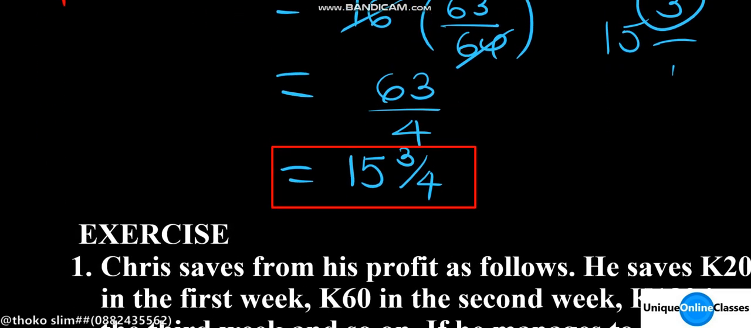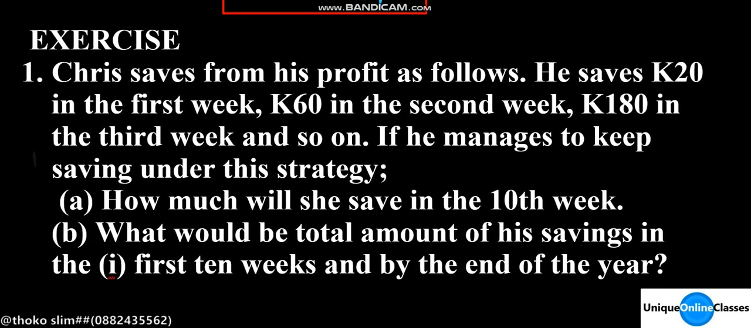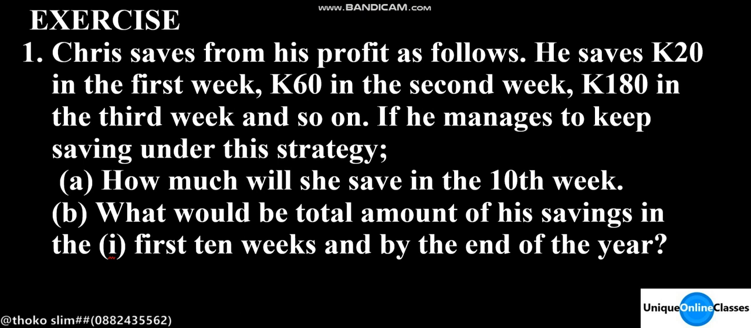Here my guys, there is an exercise below. Now Chris saves from his profit as follows. He saves 20 kwacha in the first week, 60 kwacha in the second week, 180 kwacha in the third week, and so on. If he manages to keep savings under this strategy, how much will he save in the 10th week? Also, what would be the total amount of his savings in the first 10 weeks? And also by the end of the year. So, a hint.